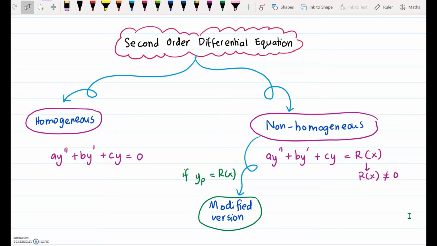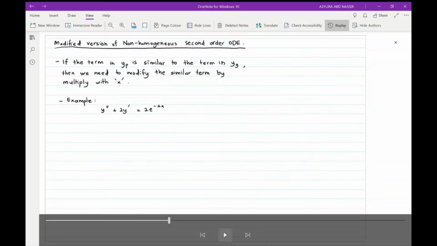Assalamualaikum everyone. In the previous video, we learned how to solve the homogeneous second order differential equation, and we also learned how to solve the non-homogeneous second order differential equation. And now in this video, we will see what will happen if your yp equals your rx. That is, we will solve by using the modified version of the non-homogeneous second order differential equation.